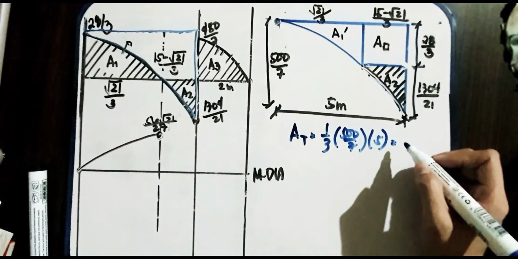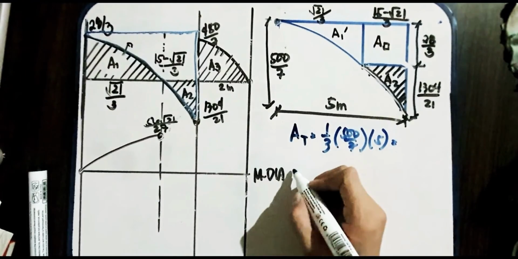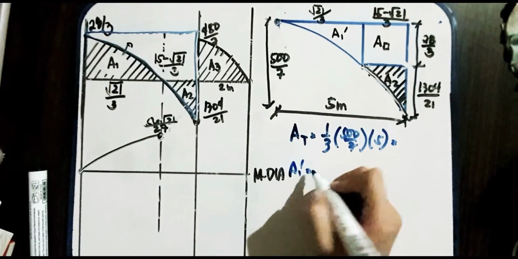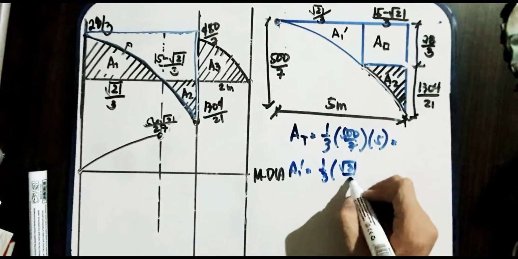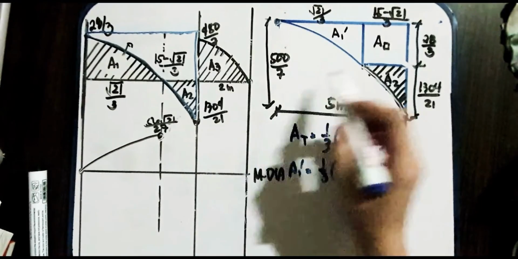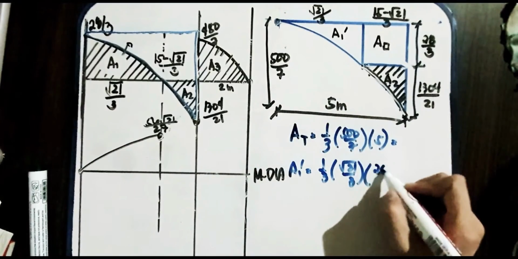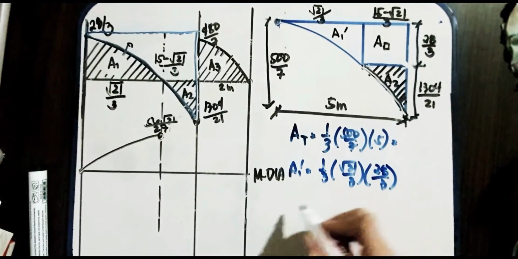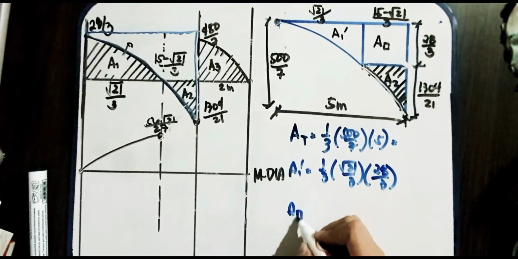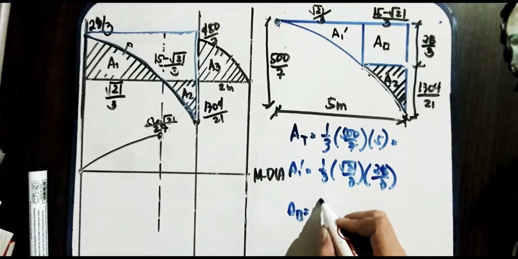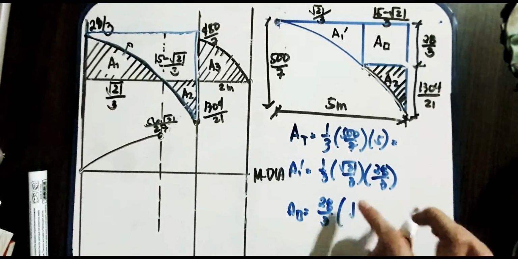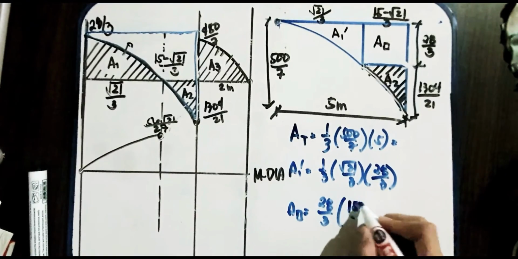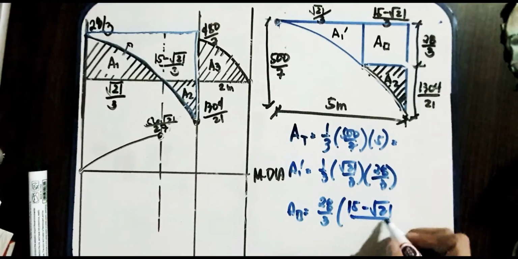Okay? Next, kunin naman natin yung area 1 prime natin. Ano yung area 1 prime natin? Is still 1/3 ng square root of 21 all over 3 multiplied natin ng ano po? Itong height, which is 28 all over 3. Okay, next, we have area of a rectangle. Syempre, kung rectangle yan, length times width lang. So, we have 28 all over 3 multiplied by 15 minus square root of 21 all over 3.